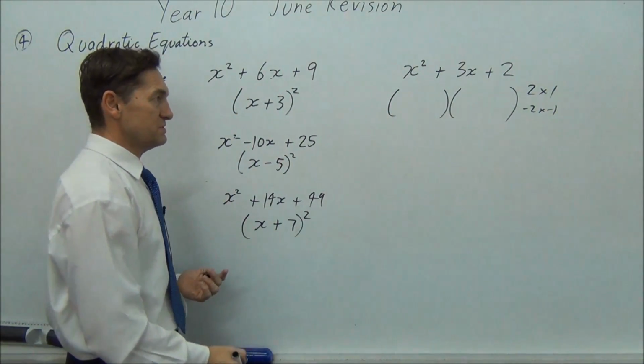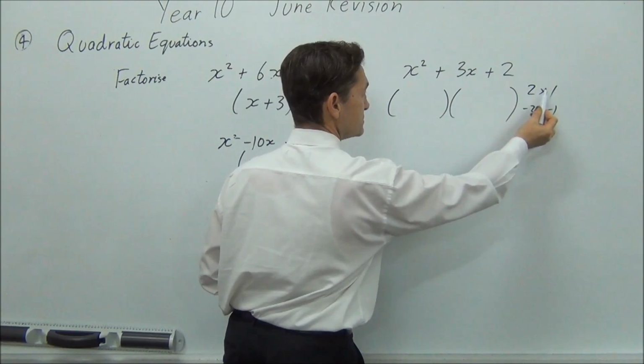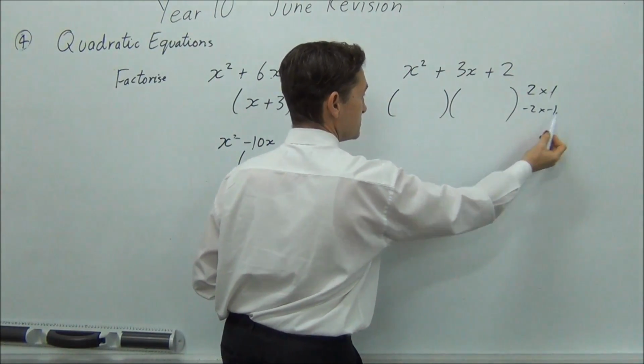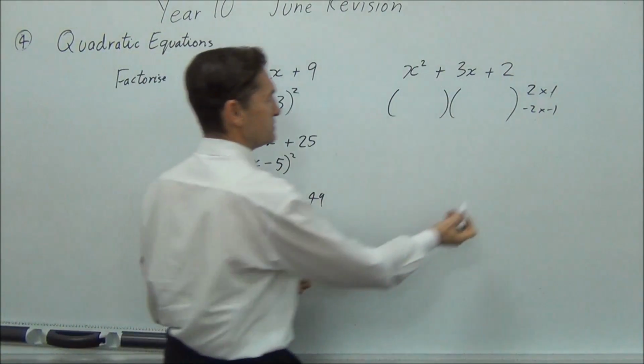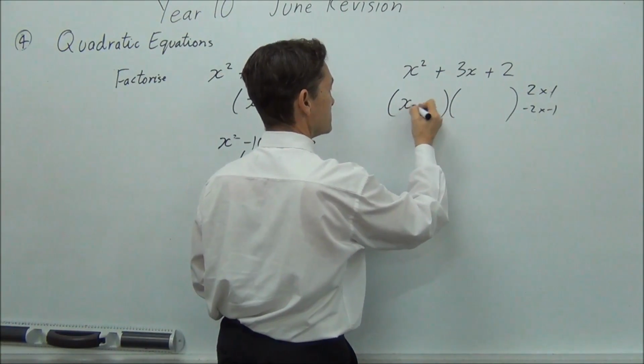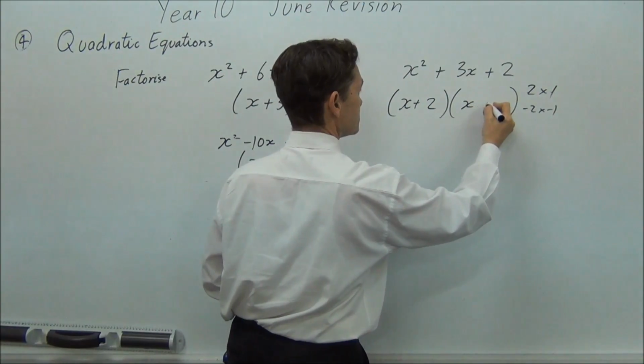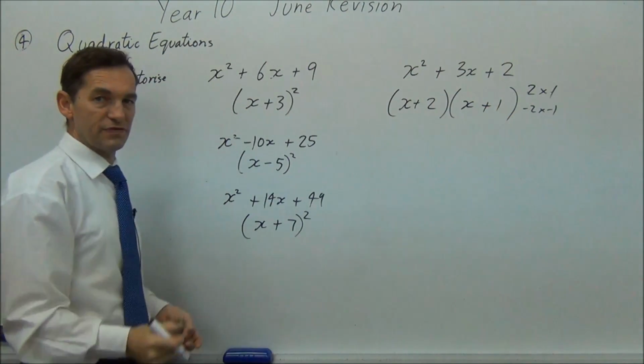So it's going to be a pretty easy choice because you want these two numbers, so 2 plus 1 or minus 2 plus minus 1, to add up to plus 3. Pretty obvious choice that the answer is going to be 2 and 1, so x plus 2, x plus 1 are going to be the factors.